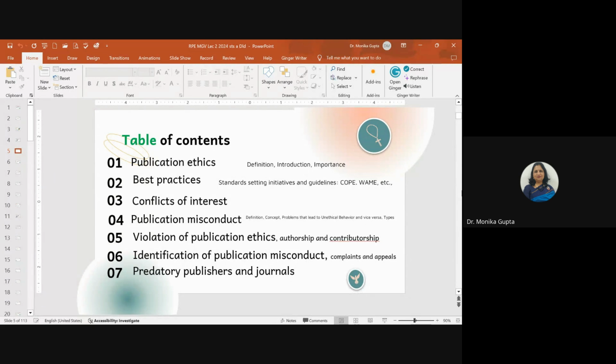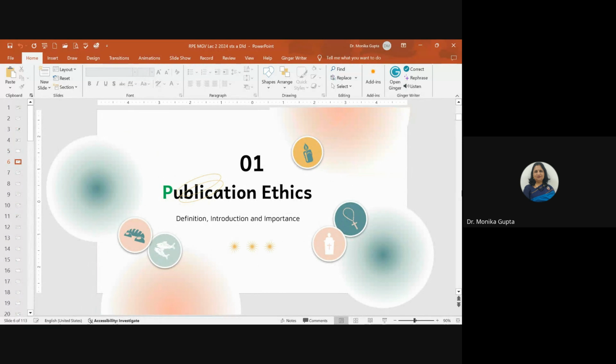Then conflicts of interest, then publication misconduct, wherein we will focus our discussion on definition, concepts, problems that lead to unethical behavior and vice versa, and types. Then violation of publication ethics, authorship and contributorship, and then identification of publication misconduct, complaints and appeals, and predatory publishers and journals. So let us start with publication ethics.